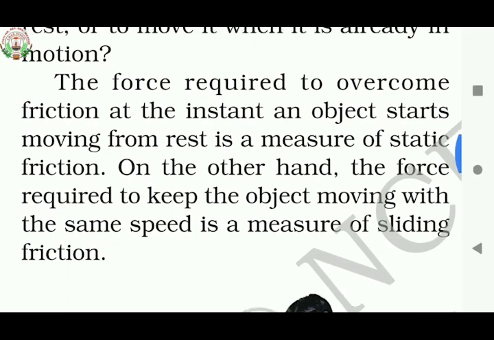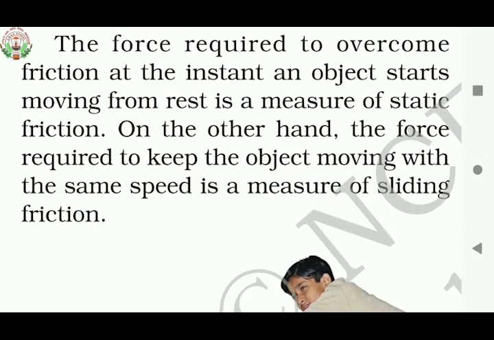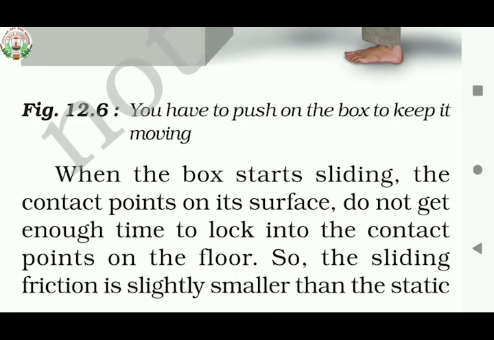On the other hand, the force required to keep the object moving with the same speed is a measure of sliding friction. So sliding friction is the frictional force which opposes the actual relative sliding motion between two contact surfaces. When the box starts sliding, the contact points on its surface do not get enough time to lock into the contact points on the floor.